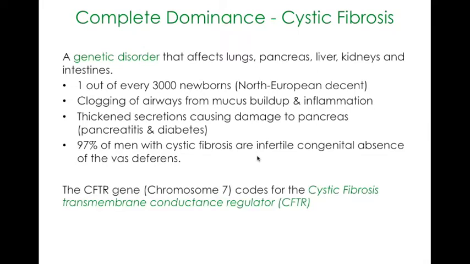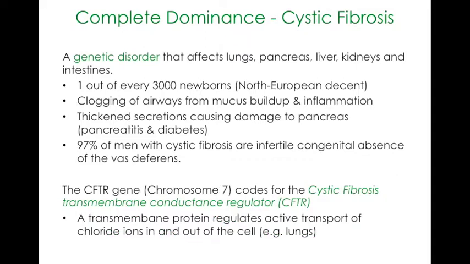Now, let's look at the underlying cause. So here are the symptoms of that particular disorder. The genetic cause: the CFTR gene sits on chromosome 7, and it codes for a particular protein. It stands for cystic fibrosis transmembrane conductance regulator. Yeah, that's the name of the gene, and it creates a transmembrane protein. Now, that protein is really important. Okay? It regulates chloride ions in and out of the cells in areas like the lungs.